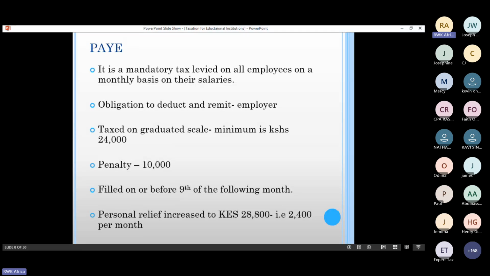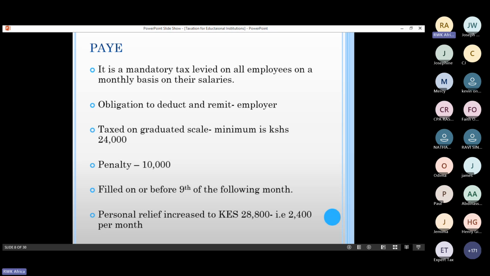So the pay as you earn is calculated on a graduated scale, and the minimum is 24,000. So the first bracket is 0 to 24,000, and the tax rate is 10%. So if your employees are earning between 0 and 24,000, don't assume that because no tax will result from there, they should not be included in the pay as you earn. Ensure everybody is there. So even if the salary is 20,000, at the end of the day there is no tax to pay, but it will enable the employer at the end of the year to claim the salary expense as the total amount that has been incurred.